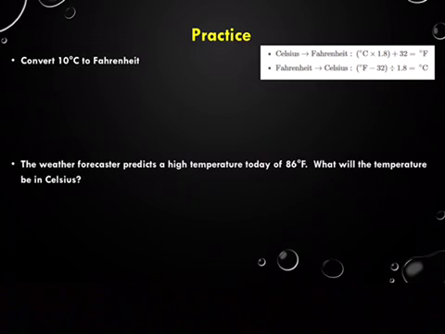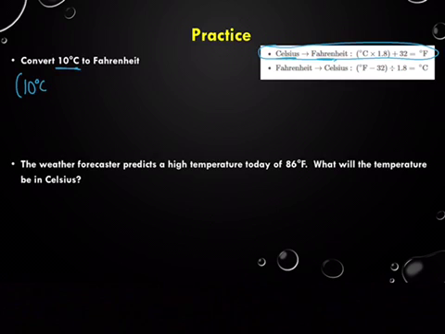So the problem says to convert 10 degrees Celsius to Fahrenheit. So we are going to be looking at using this formula because we're going from Celsius to Fahrenheit. So we take our given Celsius temperature, which is 10 degrees Celsius, multiply it by 1.8, and then add 32. So when you do that, you should get 50 degrees Fahrenheit.